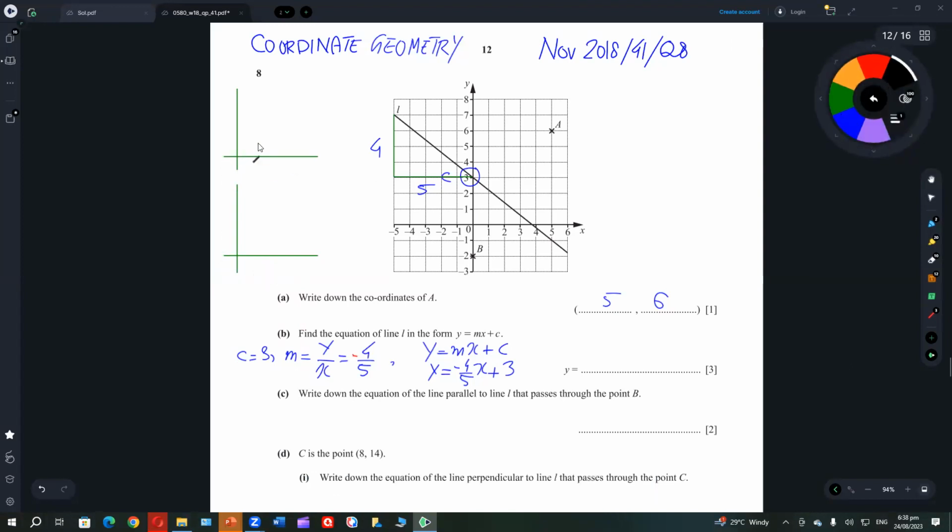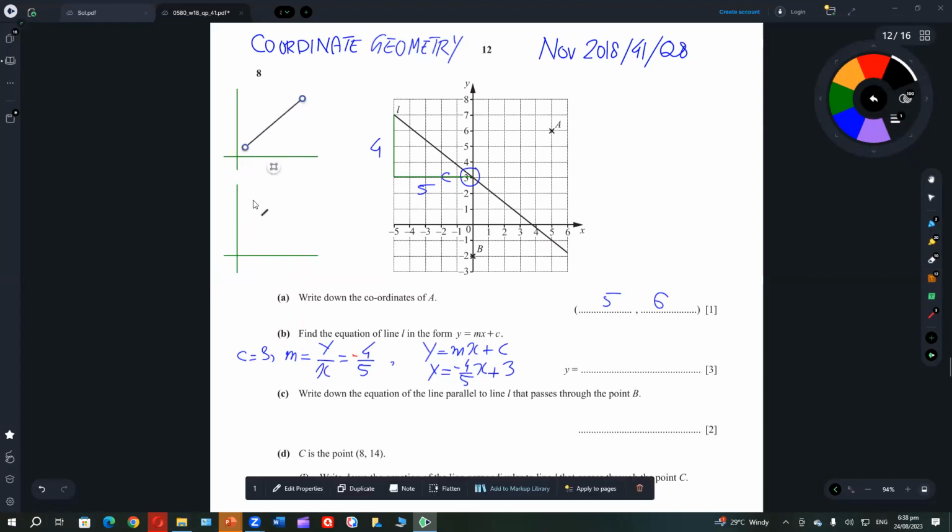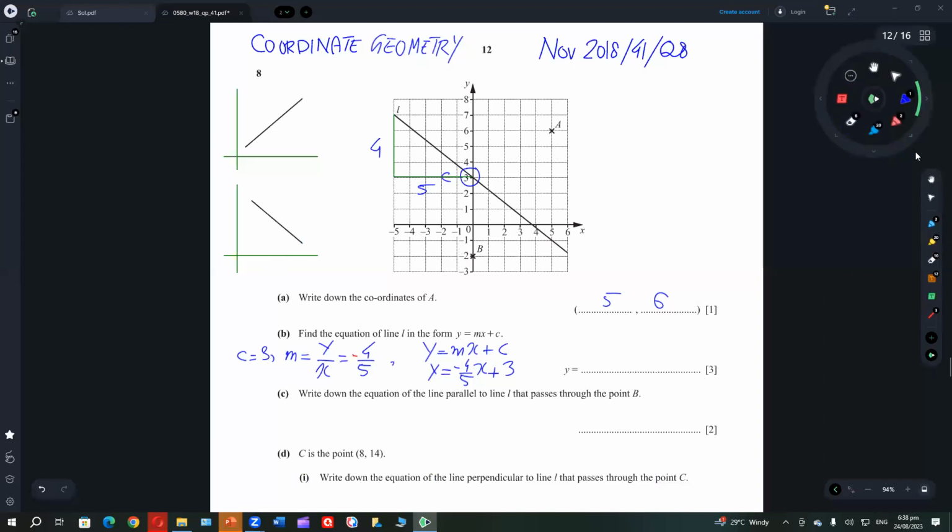When a line is sloping upward like this, it has a positive gradient. And when a line is sloping like this, it has a negative gradient. Here the gradient is plus, and here the gradient is minus. Good memory. You should copy it in your notes.